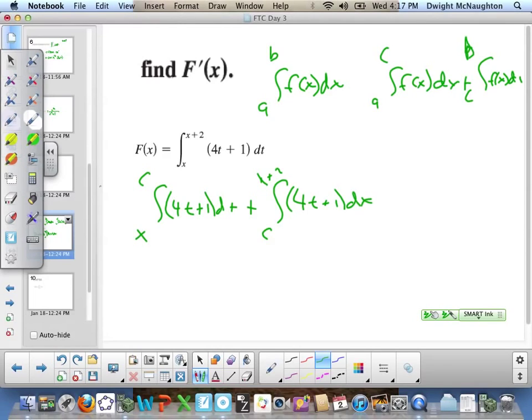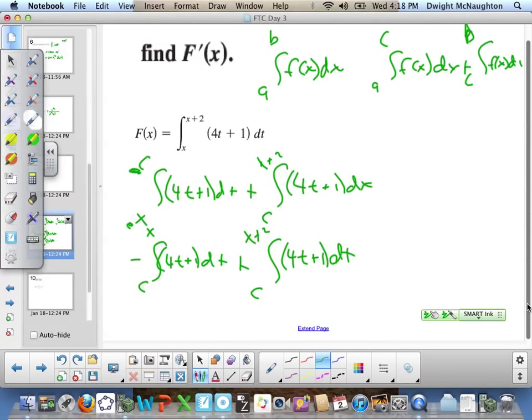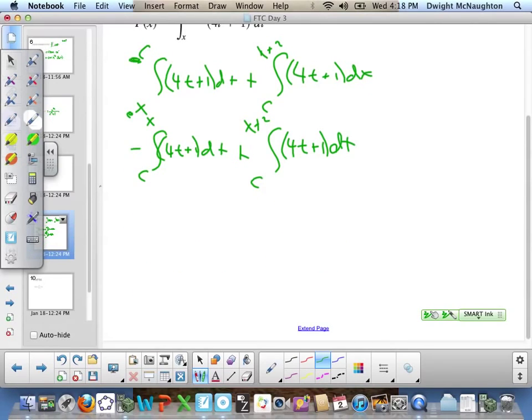All right? Now, the second fundamental theorem has the constant on the bottom. So I'm just going to switch these two here. When I switch these two, remember we have to negate it. That's another property of definite integrals. I can switch the order of the limits, but I'm going to have to change the sign. Now I can apply my fundamental theorem.